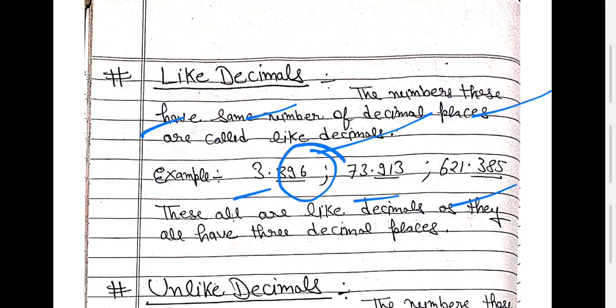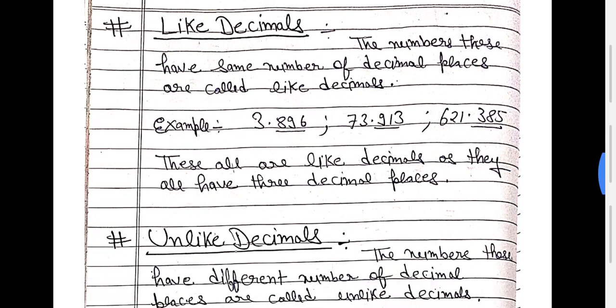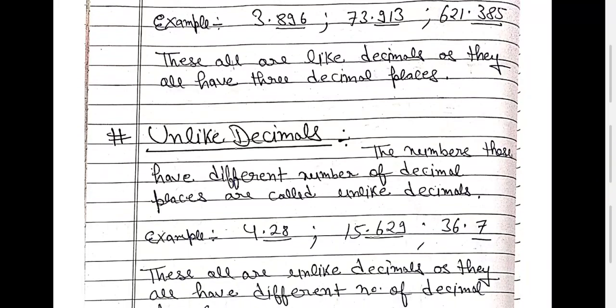Because after the decimal they have three digits, they have three decimal places each. So they are known as like decimals. Unlike decimals are numbers that have different numbers of decimal places.